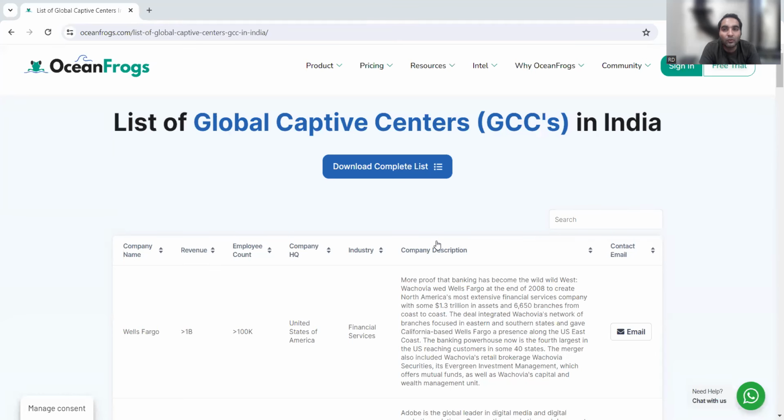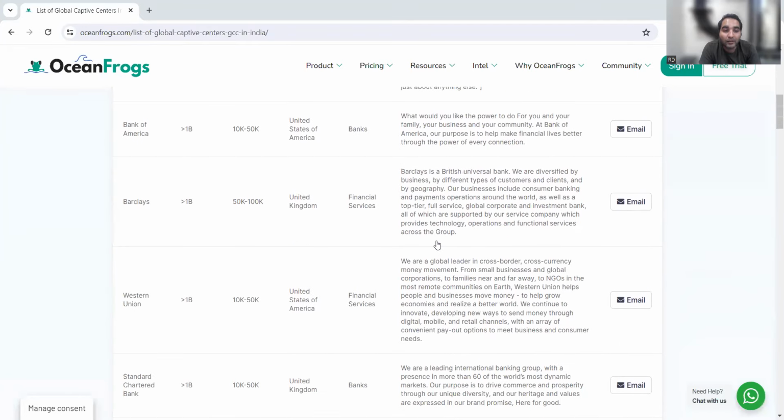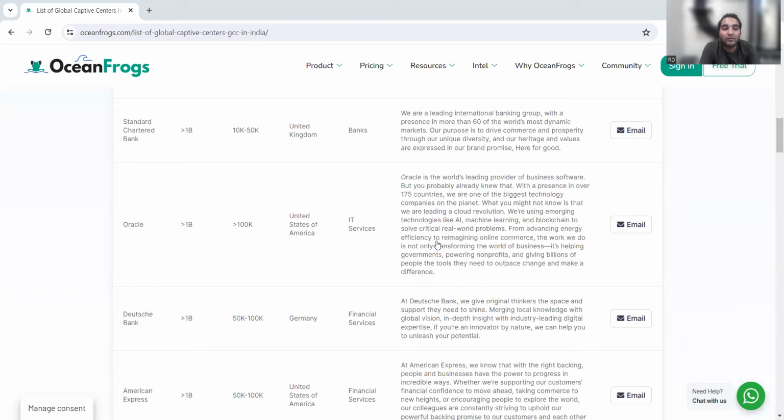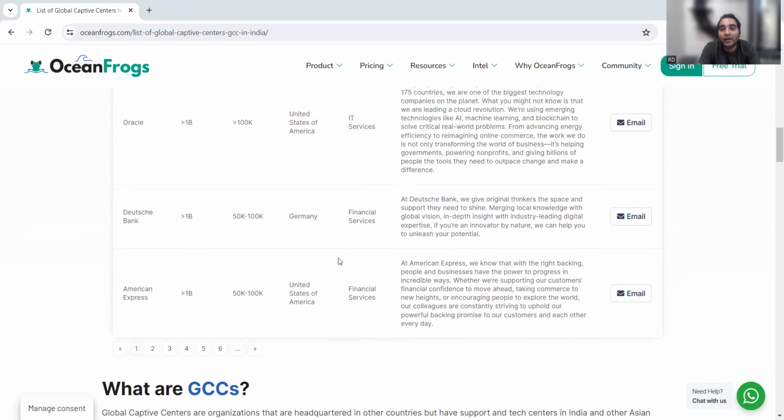Now you would be thinking, which are the global captive centers in India? Let me show you those details. This is a list of companies, basically from the financial domain, such as Wells Fargo, Bank of America, Adobe, Barclays, Western Union, Standard Chartered Bank, Oracle, and many more. These are the global captive centers, organizations headquartered in other countries that have support and tech centers in India and other Asian countries. They are going to start campus hiring.